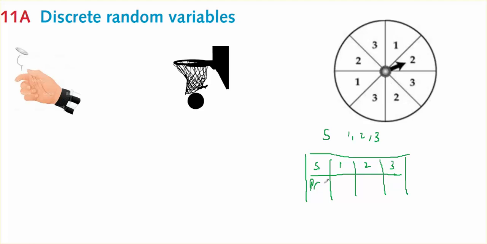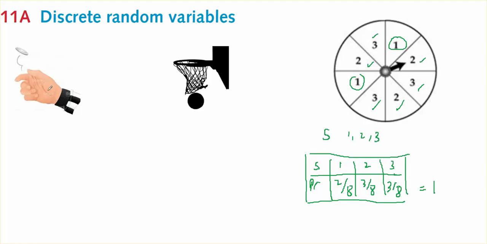Now the probability for S landing on a 1, there's 2 out of 8 chances of getting a 1. Landing on a 2 occurs 3 times, so that's 3 out of 8. And landing on a 3 occurs 3 times, that's also 3 out of 8. For a probability distribution to be valid, the total of the probabilities has to equal 1. And in this case, 3/8 plus 3/8 is 6/8 plus 2/8 is 8/8, so that's correct.